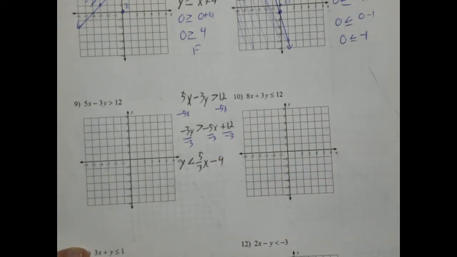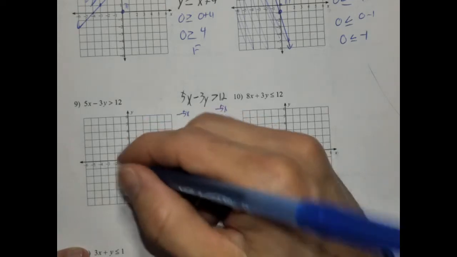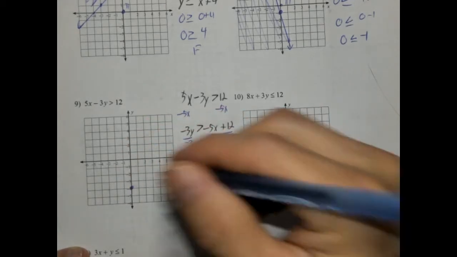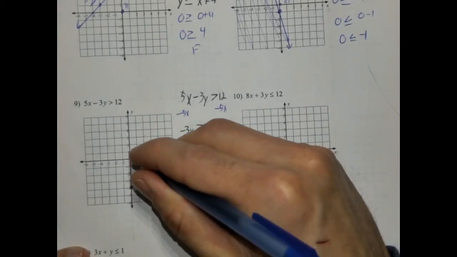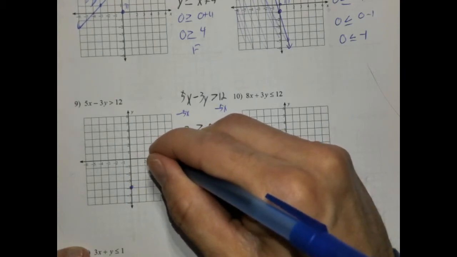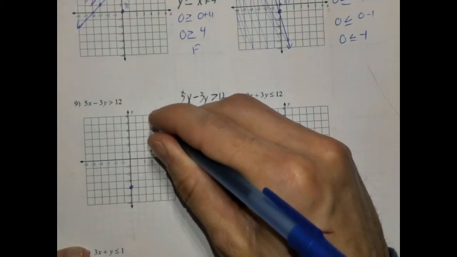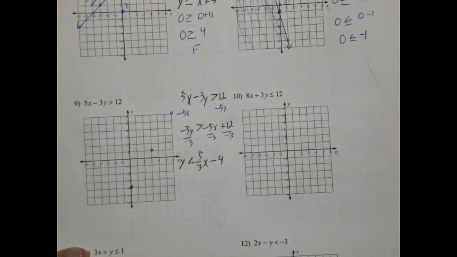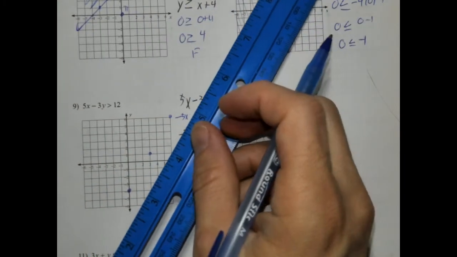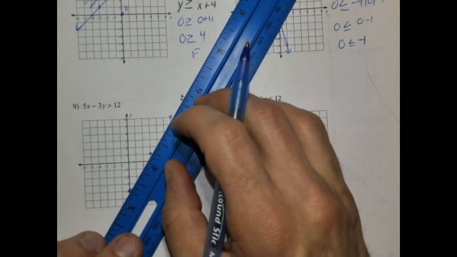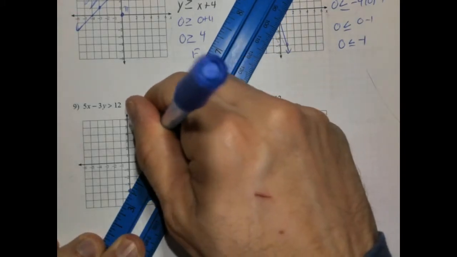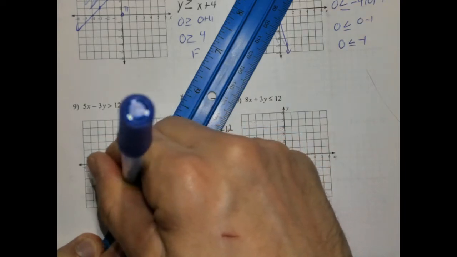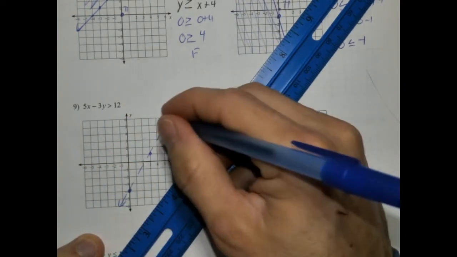Okay. So our y-intercept is -4, which is down here. Our rate of change is 5/3, so 1, 2, 3, 4, 5. And then 1, 2, 3, 4, 5, 1, 2, 1, 2, 3. And this is going to be a dotted line because it's non-inclusive.